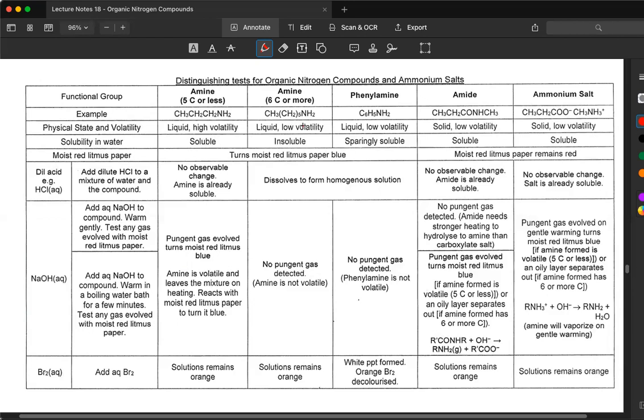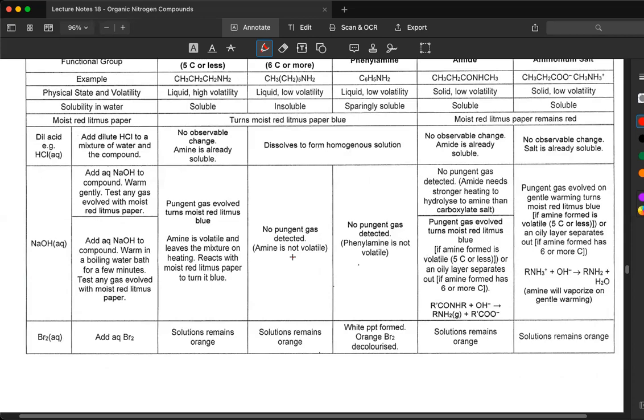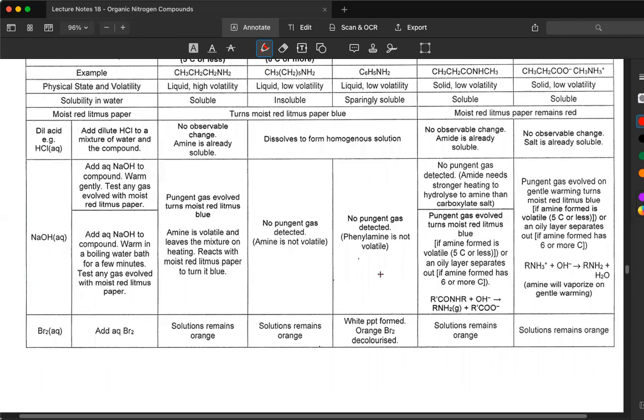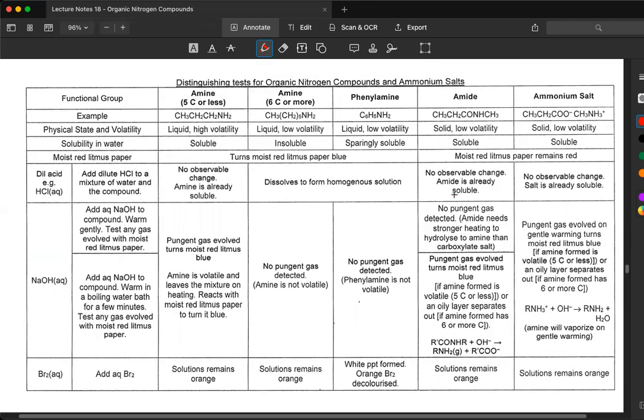As for amine with 6C or more, it is similar, but the volatility is low and it's not so soluble because of the hydrophobic chain that's quite long. It will not dissolve to form a homogeneous solution. No pungent gas, as the amine is not volatile here. The solution will be orange, same. Phenylamine is sparingly soluble. No pungent gas because phenylamine is not volatile. But with bromine, a white ppt forms and the orange Br2 is decolorized.